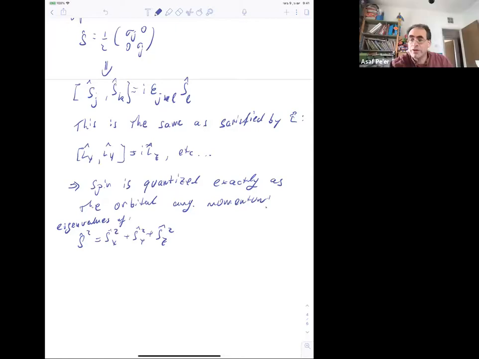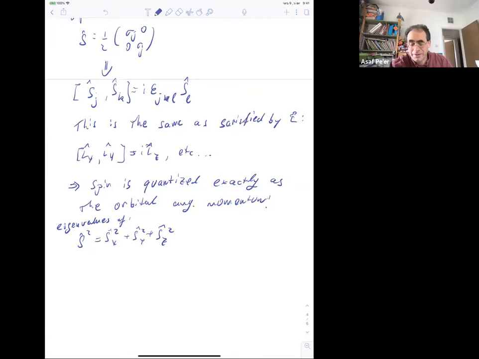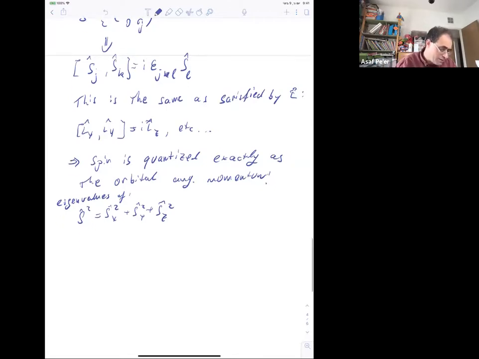Is there anybody here who did not learn angular momentum in quantum mechanics? So this is just 3/4, right? Because you just get I's all over. Yeah, but even before that, it is 3/4, of course.